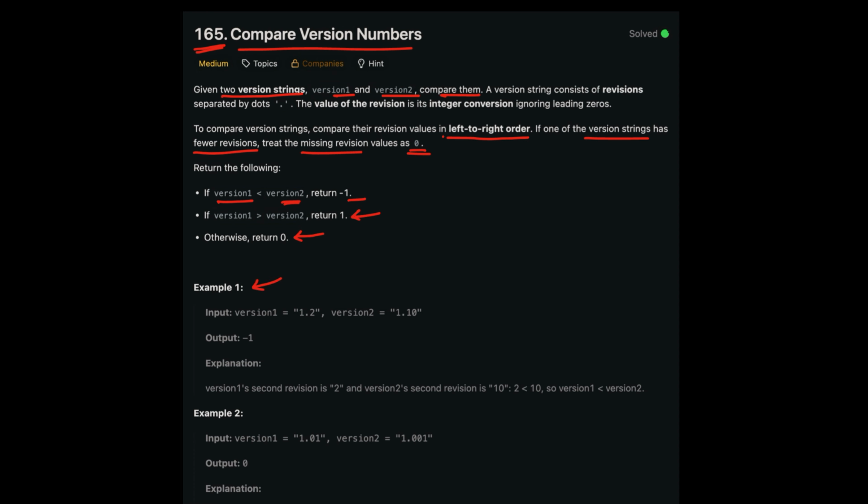In example number 1, version 1 is 1.2 while version 2 is 1.10. If we split the entire string using period as a separator, we'll have 1 and 10 on the right hand side and 1, 2 on the left hand side. On the left hand side, 1 and 1 are equal, but between 2 and 10, 10 is greater, hence the output is -1. Let's switch to whiteboard and discuss how we can solve it.